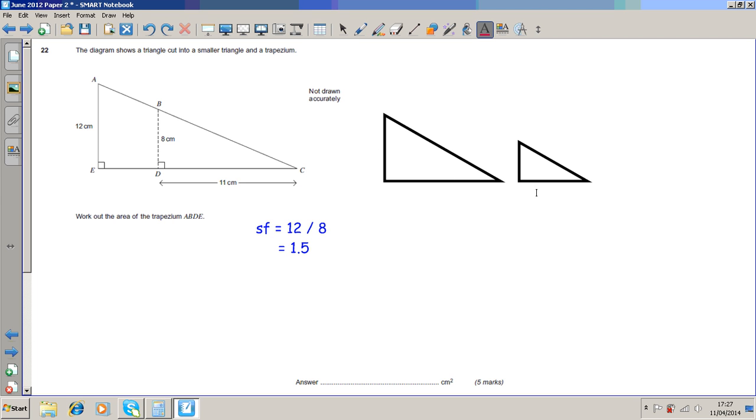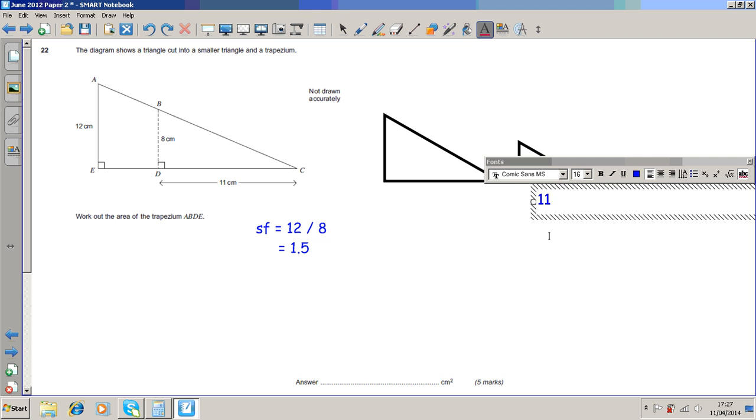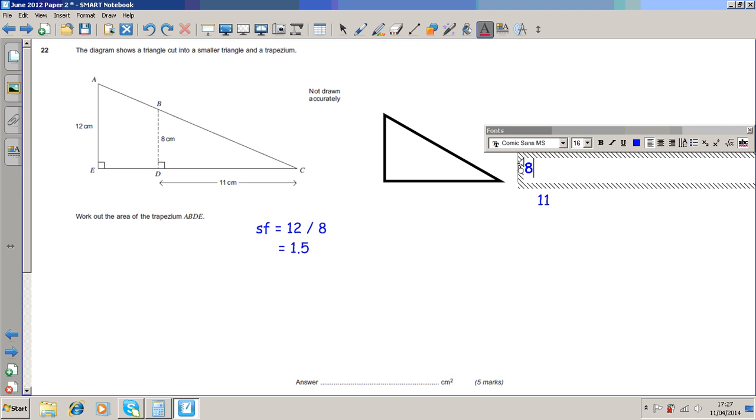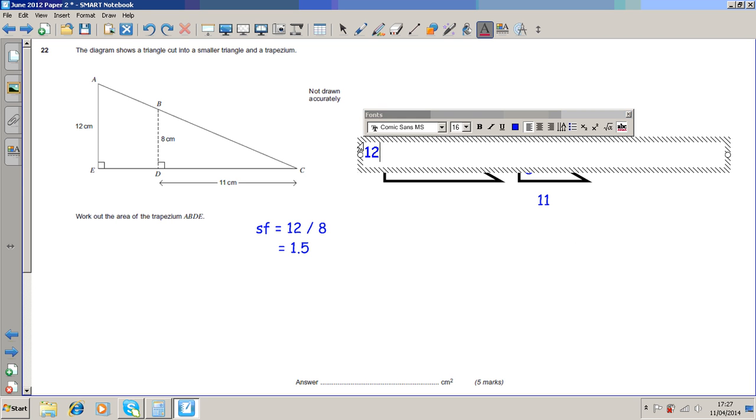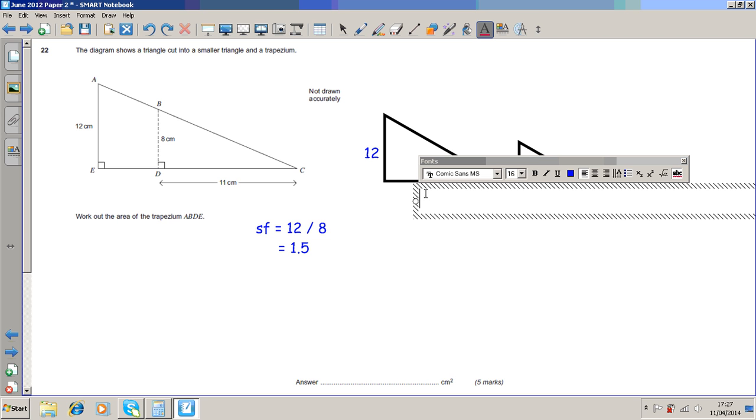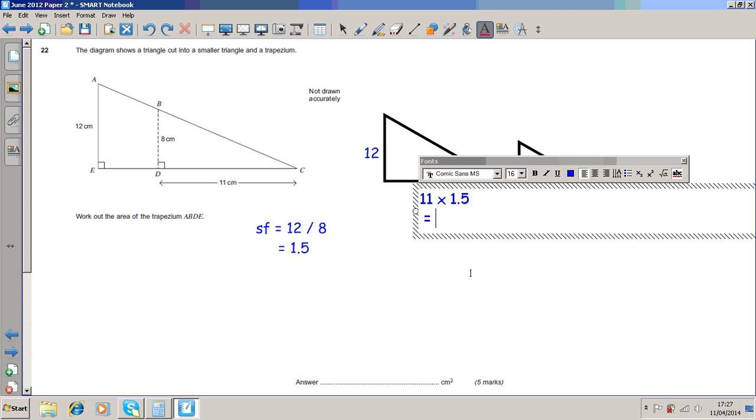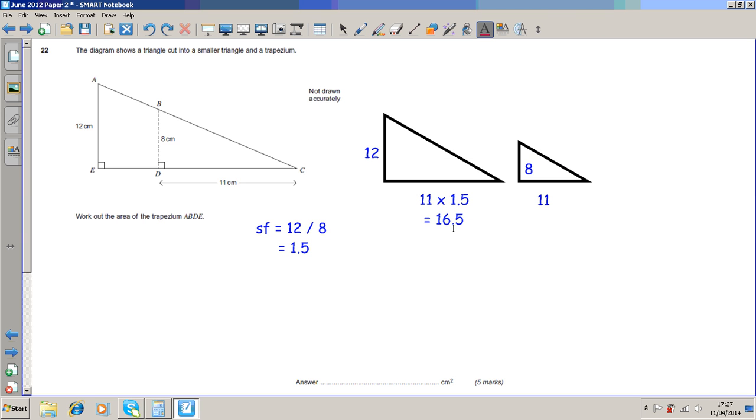So now I can get some measurements on. I know that's 11. I know that's 8. I know that's 12. I know that distance along there is going to be 11 times 1.5, which is 16.5 along the bottom there.